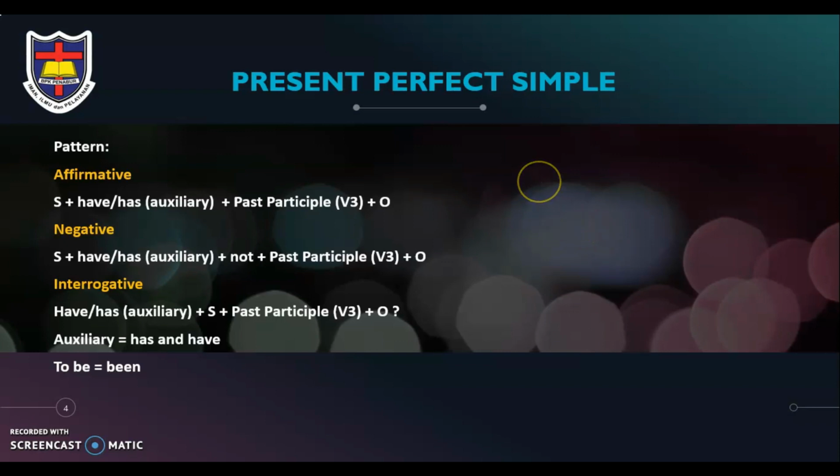So this is the pattern of present perfect simple: subject, auxiliary have or has, past participle. Have and has are related to the subject that is used. If you have a singular subject, you have to use has: he, she, and it. And have is for plural subjects plus I: they, we, you, plus I. Okay, let's go to the next slide.